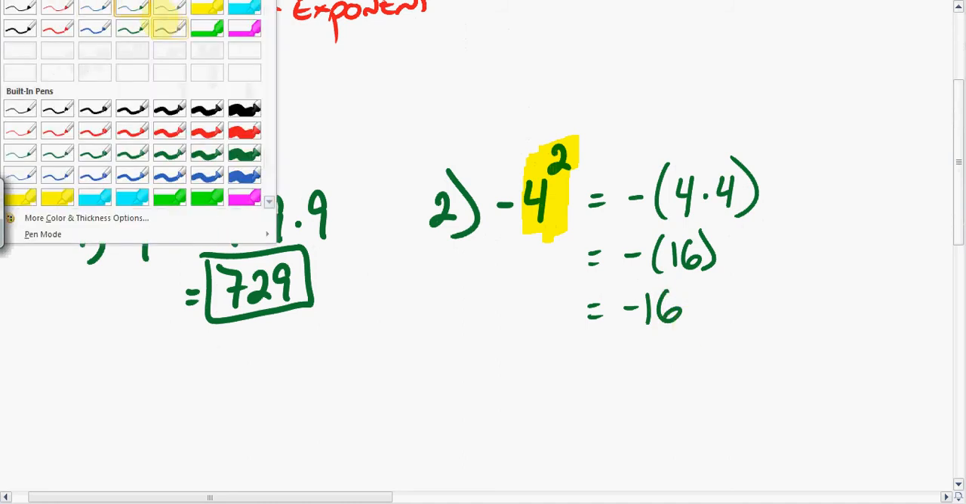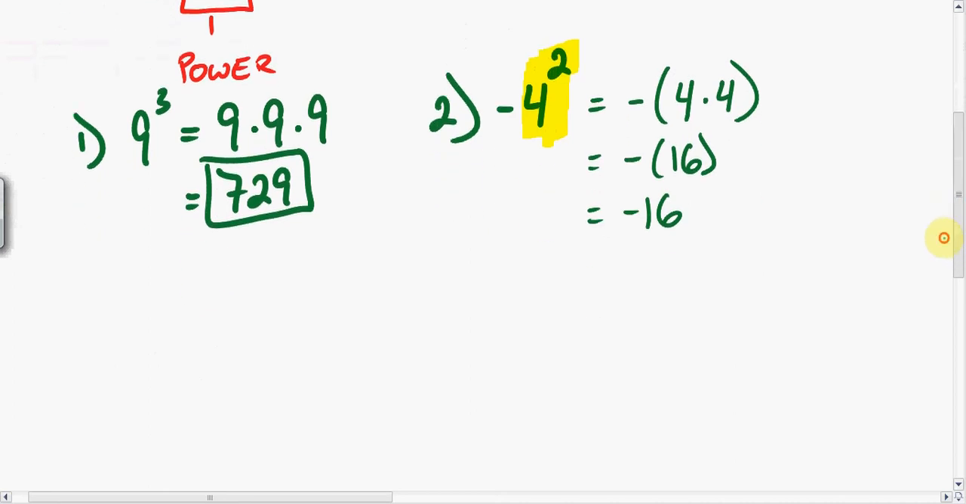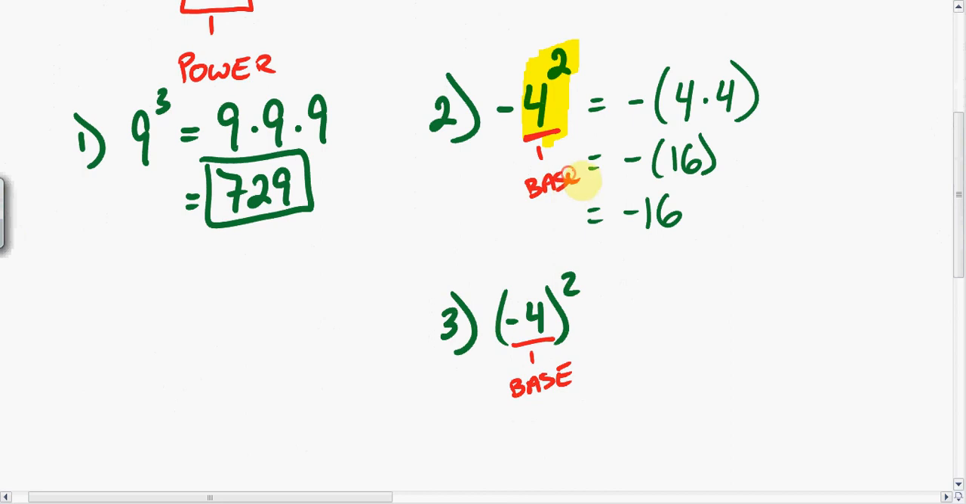Let's contrast that with this problem, where we have negative 4, in parentheses, squared. The parentheses now include the negative, so this piece right here is my base. Whereas in the previous example, the base was just the 4. It did not include the negative.